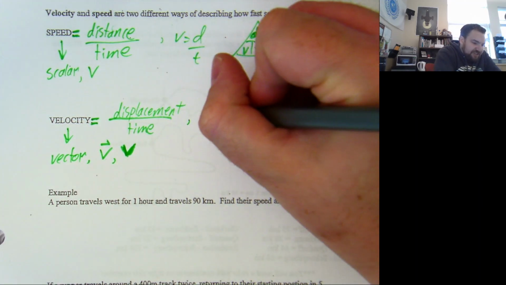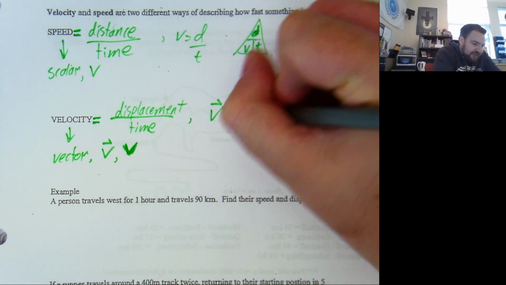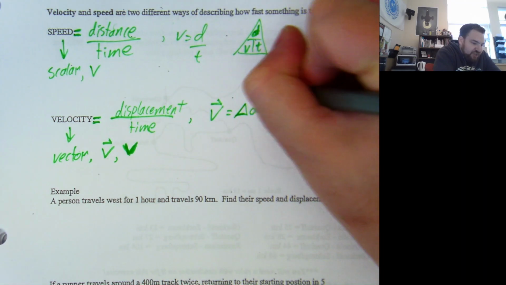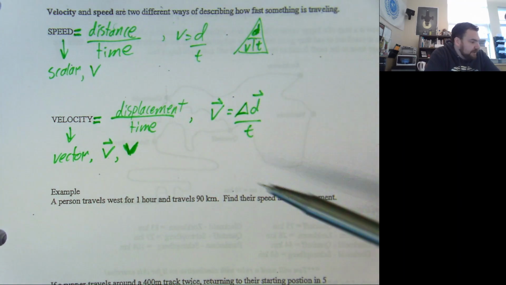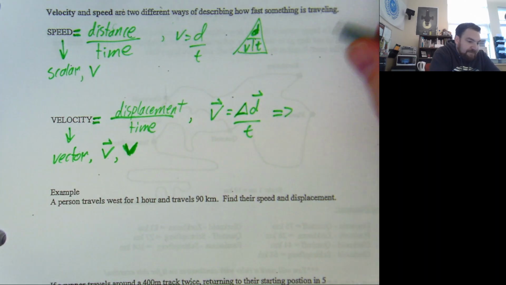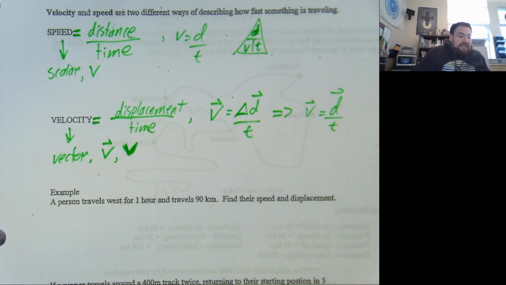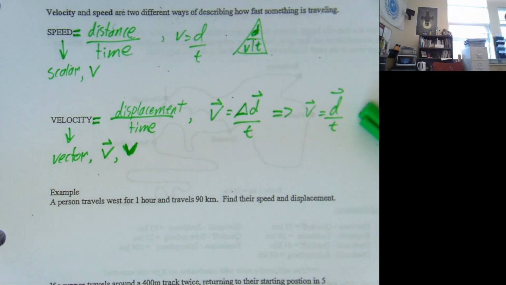The equation is going to look similar. V with the arrow above it is going to be displacement, which is your change in position, delta D with an arrow above it, divided by time. But often we shorthand this and we just say that V is equal to d over t. We leave the delta off the position, and it's understood that what we mean is displacement.